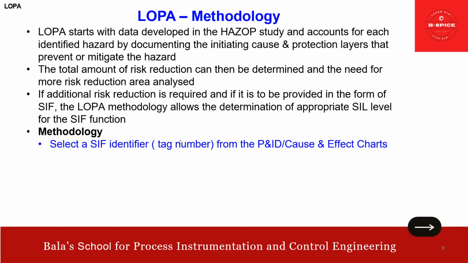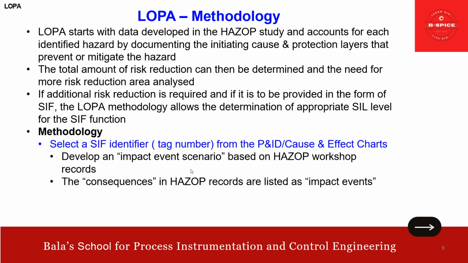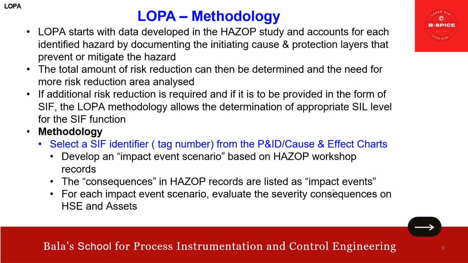Now we go to the methodology. Friends, select a SIF identifier from the P&ID. Then develop an impact scenario based on the HAZOP workshop records. That's why I mentioned the HAZOP workshop. So we need to develop an impact scenario. What is that impact scenario? The consequences in the HAZOP record are listed as impact events. Very simple. For each impact, evaluate the consequence like HSE, assets, personnel. All these we need to come out of this.